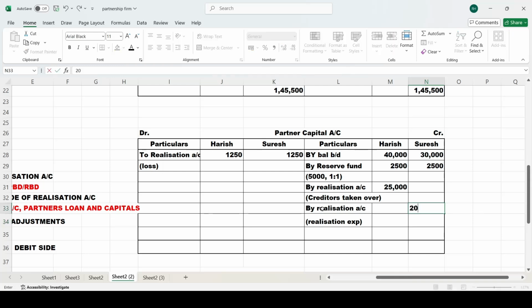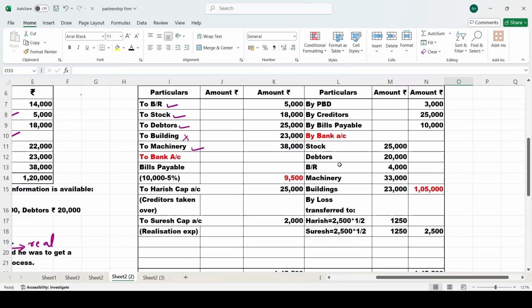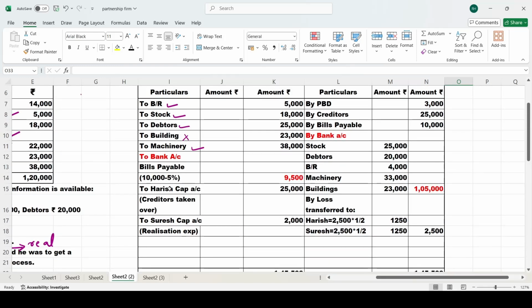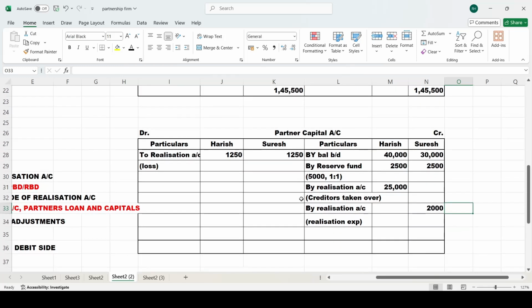How much are we paying? We are paying 2,000. You have to take the entire 2,000. You got my point. In the realization account, wherever we write the name of the person, that is capital, that will go to the partner's capital account. Now we have recorded everything. Now we'll just total it and balance it.